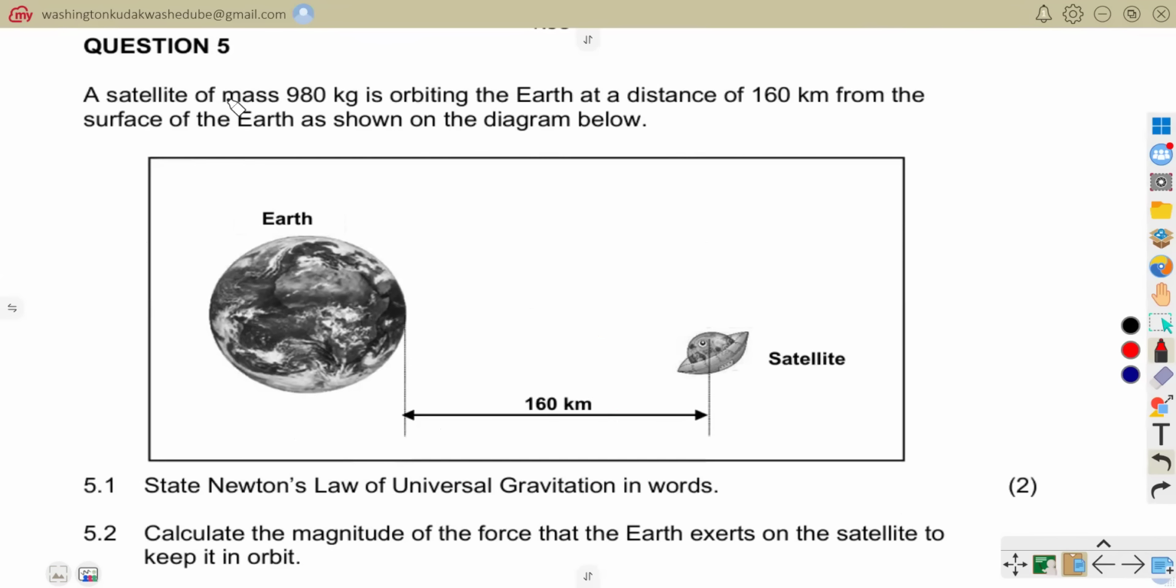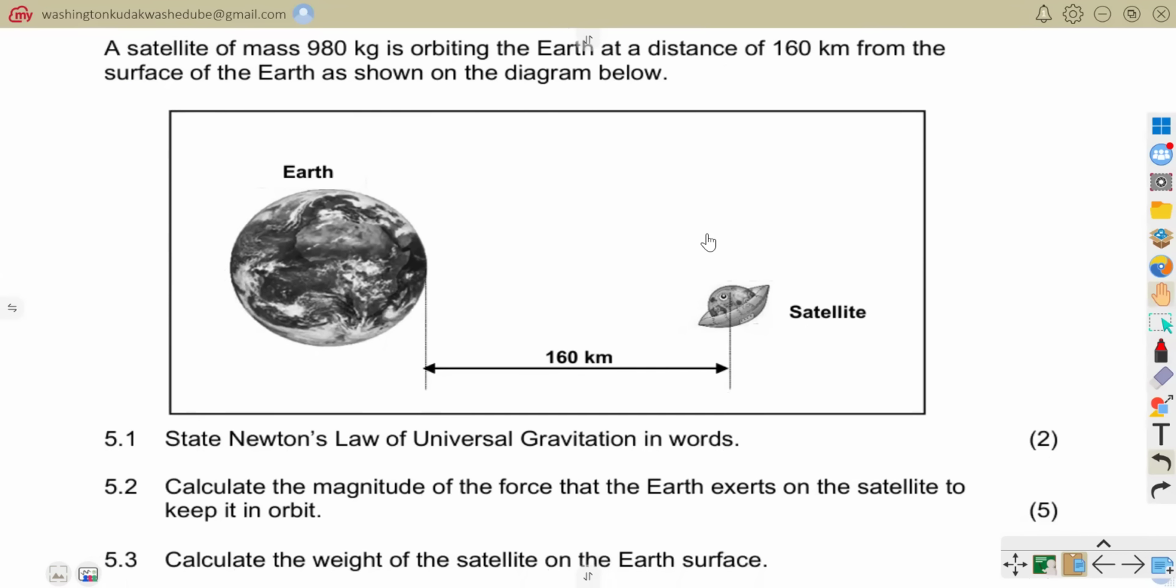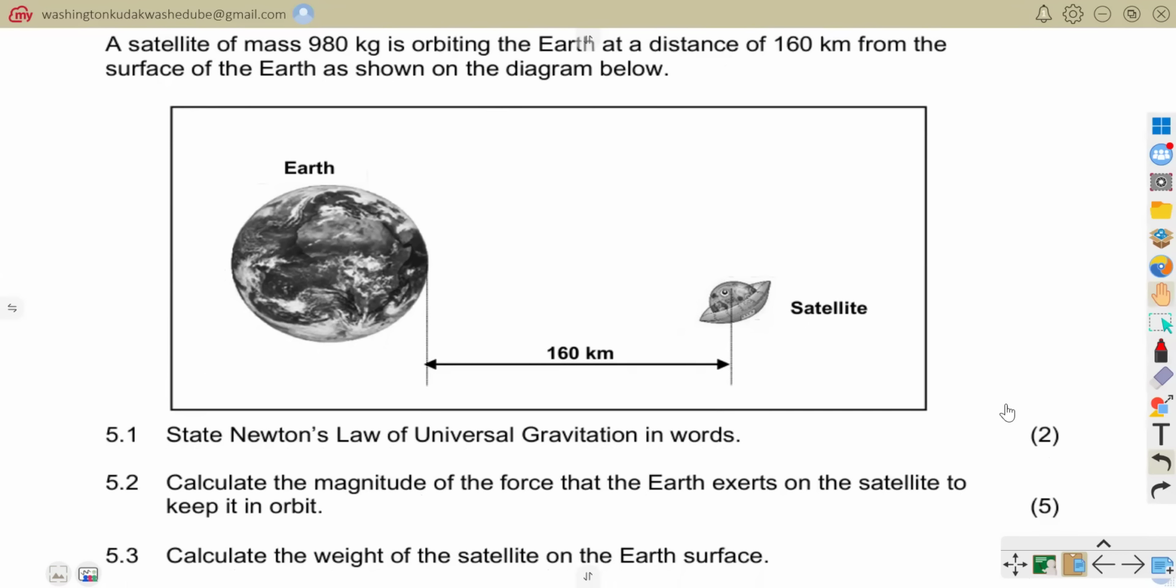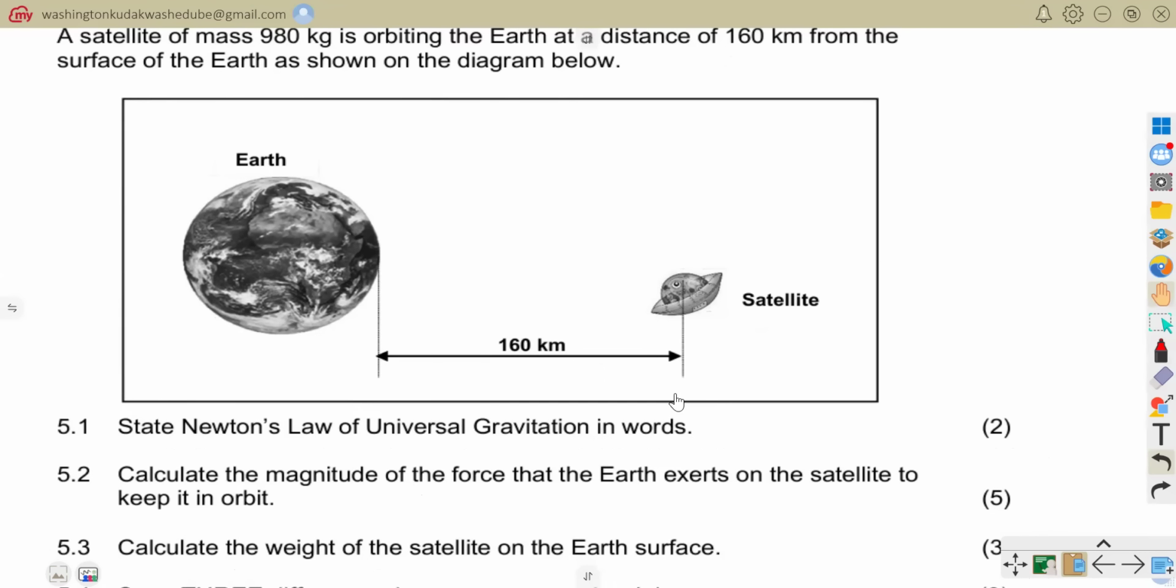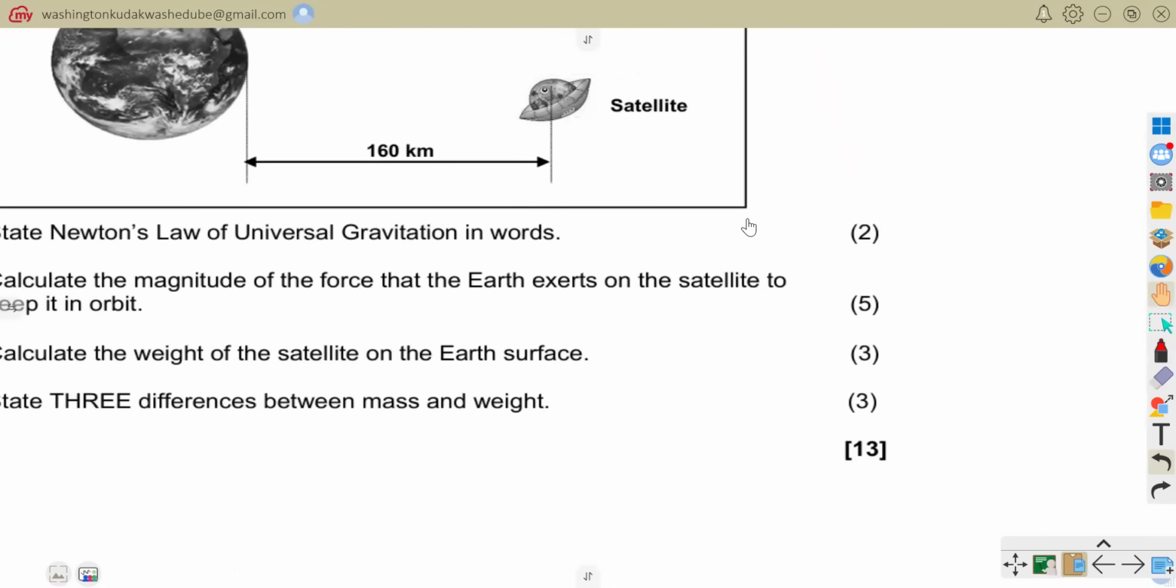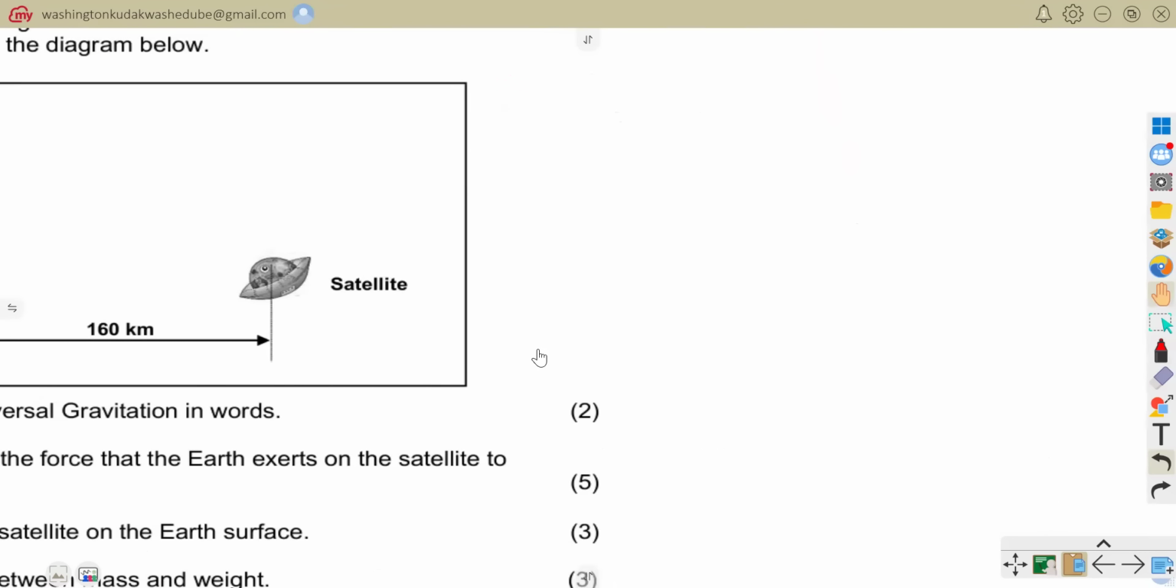Question number 5 says that a satellite of mass 980 kg is orbiting the Earth at a distance of 160 kilometers from the surface of the Earth, as shown on the diagram below. Here we are asked to state Newton's law of universal gravitation in words. I will come and write it here.